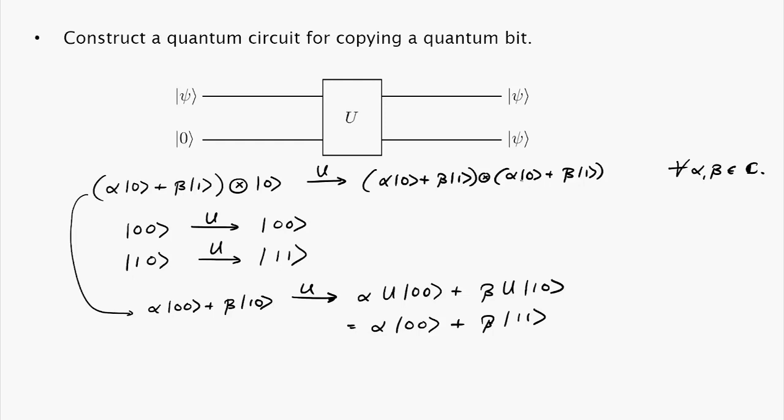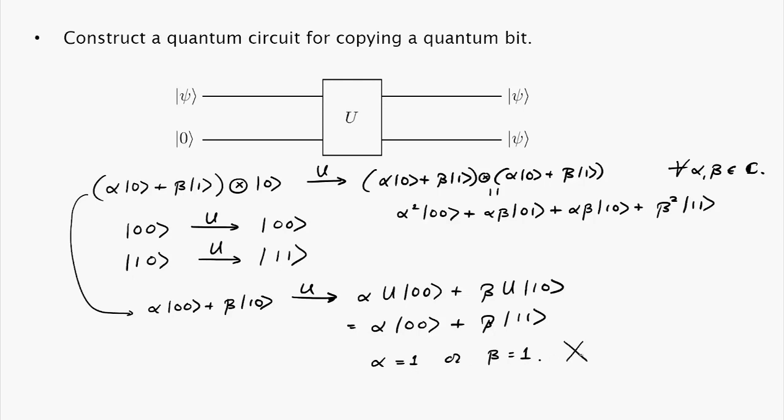But this is not the same thing as what we are looking for, which is a tensor product of alpha 0 plus beta 1 with itself. Because this is just alpha squared 0, 0 plus alpha beta 0, 1 plus alpha beta 1, 0 plus beta squared 1, 1. So the only way that these two could be equal is if alpha equal to 1 or if beta equal to 1. And so we have a contradiction. So we can't possibly clone an unknown quantum state.